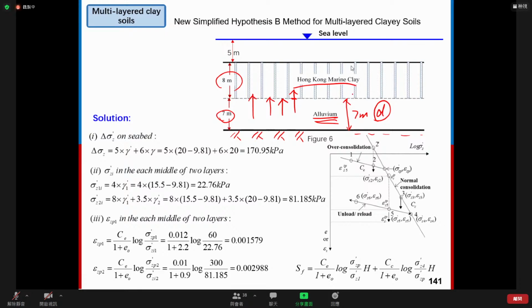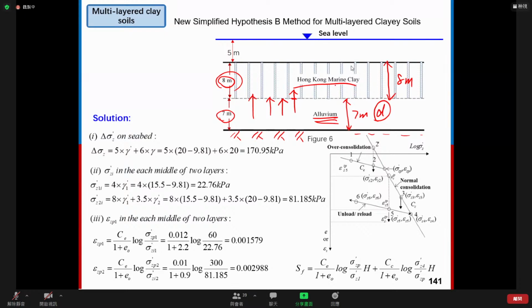And for the Hong Kong marine clay, even though below we have the alluvium, not an impermeable soil, the water can only move upward, like this. So in the vertical direction, the maximum drainage path is also equal to the thickness of the Hong Kong marine clay layer, which is equal to 8 meters. So this is the first thing.